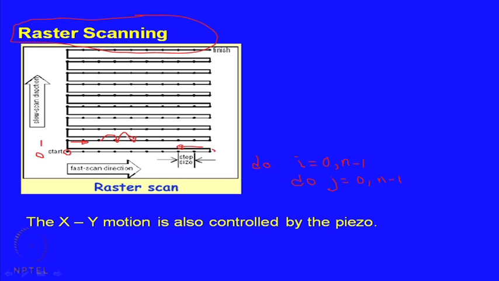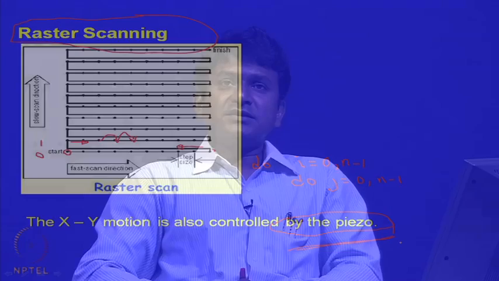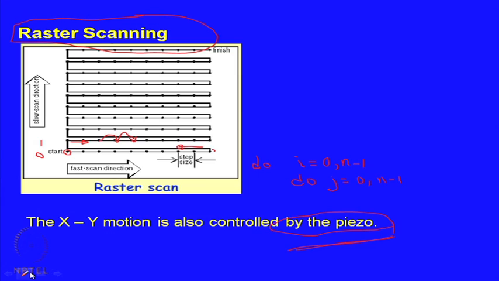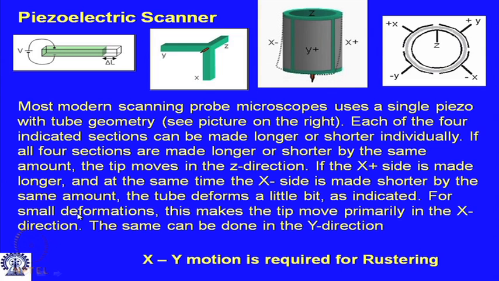And it is important that this xy motion, because it can be very, very precise and demanding, is also controlled by the piezoelectric scanner. Most of the earlier atomic force microscopes used to come with 3 separate piezos, one for the x direction, one for the y direction, and one for the z direction to control the vertical height. How the vertical height is controlled, we will come to it, but the majority of modern instruments now come with one hollow cylindrical piezoelectric element.